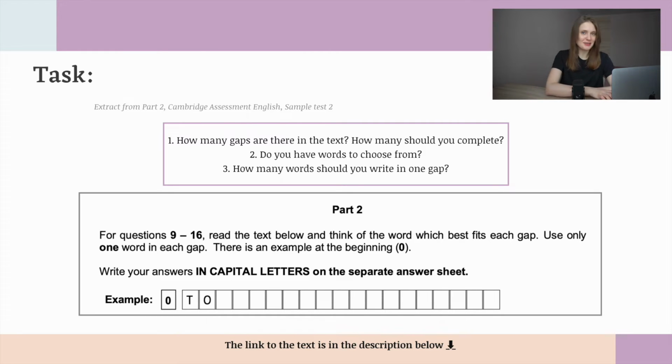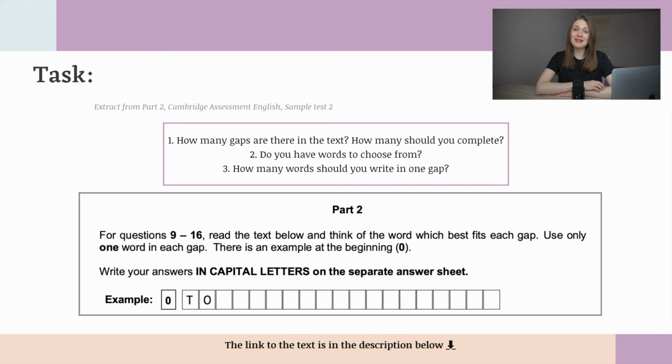Alright, let's compare. How many gaps are there in the text? How many should you complete? There are 9 gaps, but you have to fill in only 8 because the first one is always an example. Number 2. Do you have words to choose from? No, you don't have any words to choose from. Number 3. How many words should you write in one gap? You should write only one word. Remember that it's critical to be aware of what exactly you have to do in the task, especially when you're preparing for the exam for the first time and you're still finding your feet.